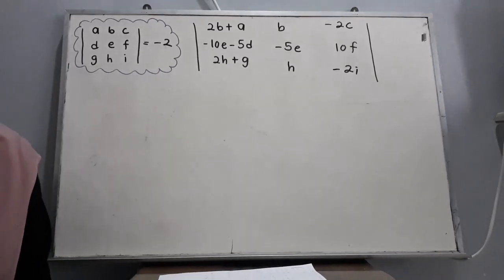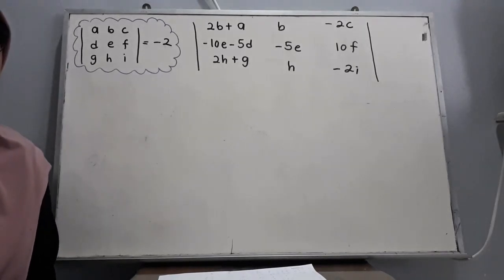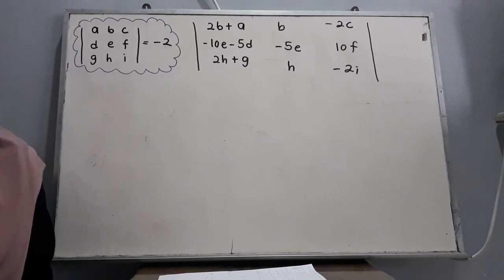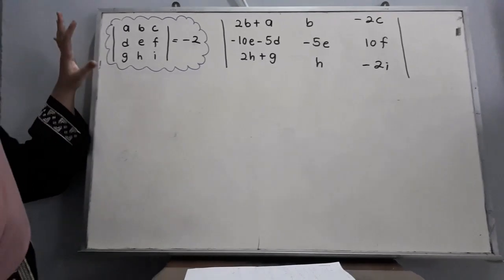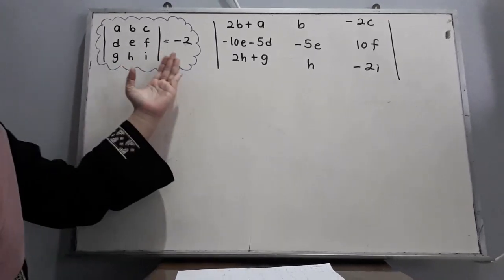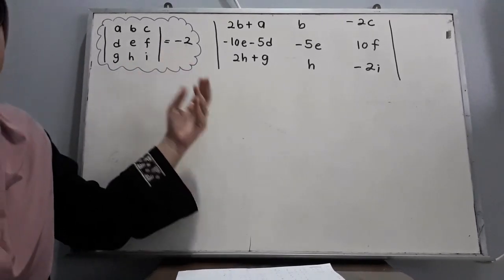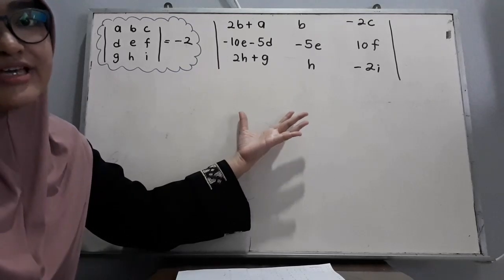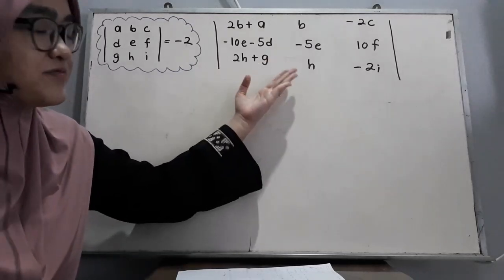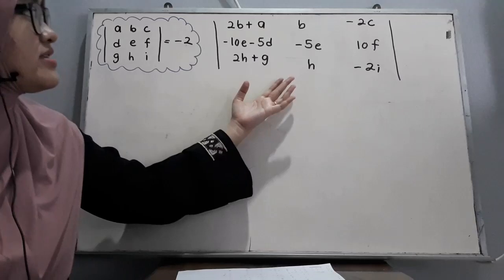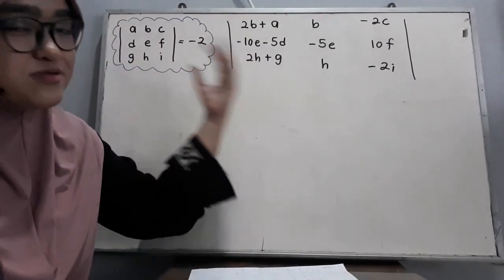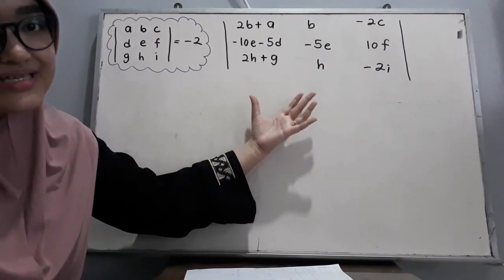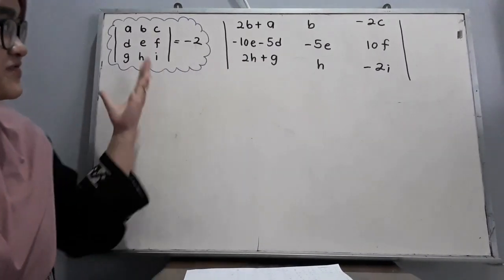Next example, solving matrix determinants for cases when no definite values are given for all entries. Here we have the determinant of the first matrix is equal to -2. We are given another matrix and we need to find the determinant of this matrix by using the determinant of the first matrix. So we need to reduce the second matrix until it is similar to the first matrix.